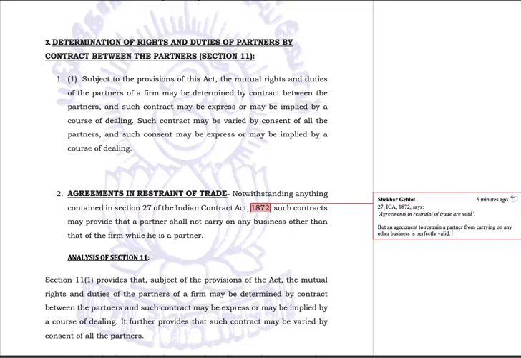Such a contract shall be valid. This is the verdict of Section 11.